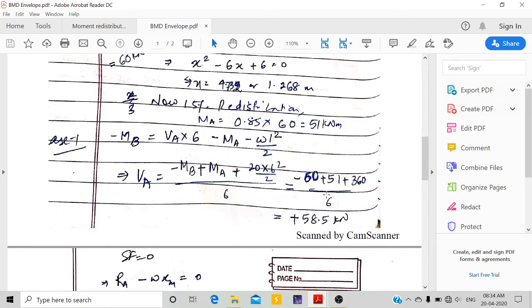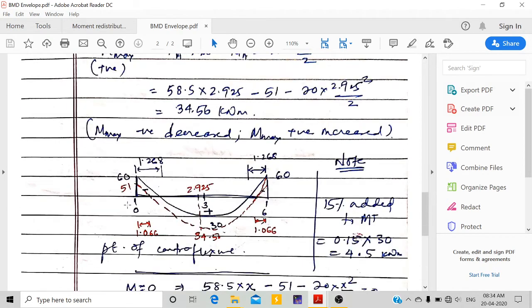Let me just show you the diagram. If this is the fixed end beam, just look at the blue ink, or you can say black. This blue color is before redistribution, and this red color is after redistribution. Now we are first considering the one before redistribution.